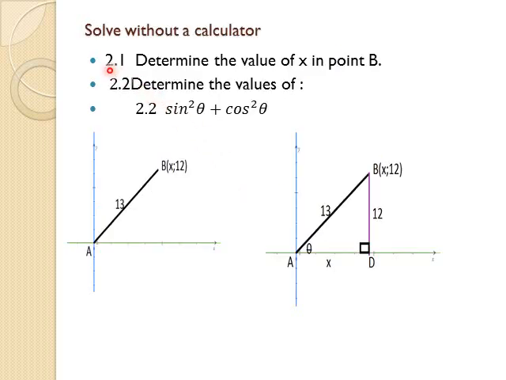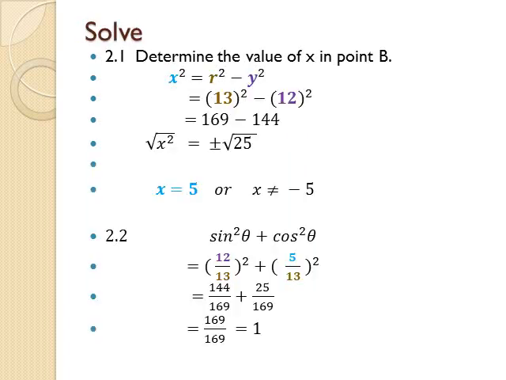Alright, now in problem number 2, we say determine the value of x in point B. So determine the value of sine squared theta plus cos squared theta. That's what they gave me. B is x in 12, and they gave me the r value there is 13. So again, I will complete a right angle triangle. That states that my y is 12, r is 13, I don't know x. So I'm going to have to solve for x using the theorem of Pythagoras.